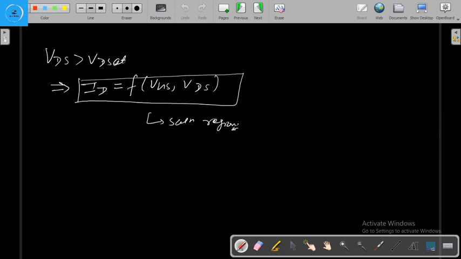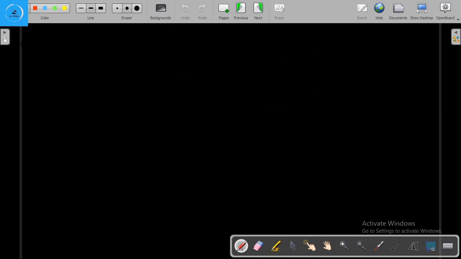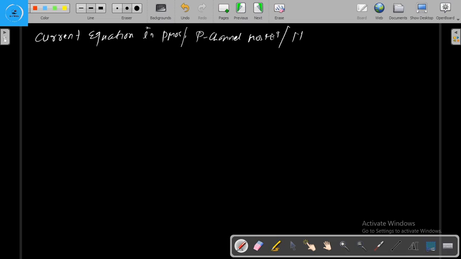Right, now let's see the current equation in the PMOS. We can also say P channel mode, PMOS, or this channel contains holes, here P channel mode, or we can say the N type mode, because the substrate here is N. For this mode, we are going to see the current equation.